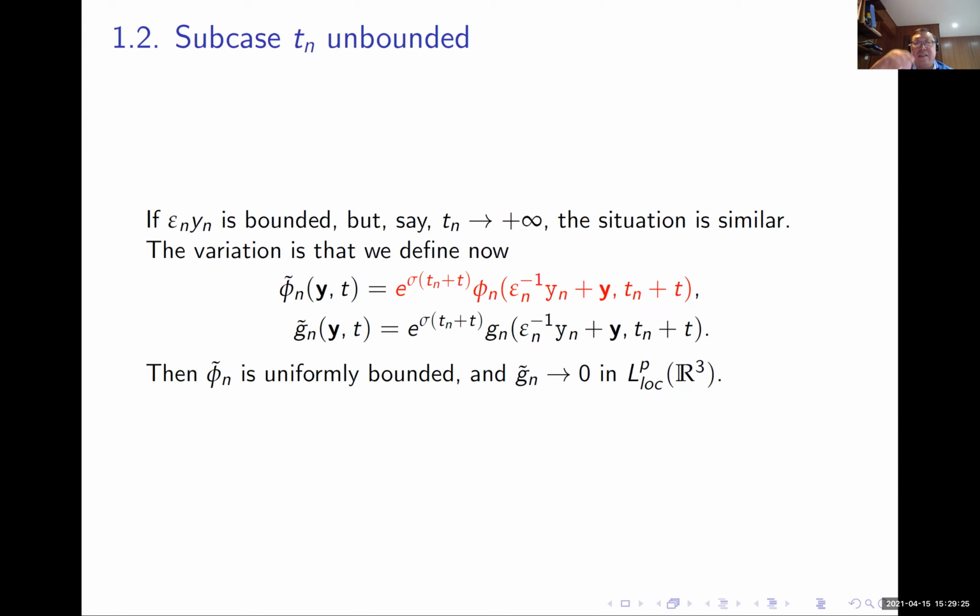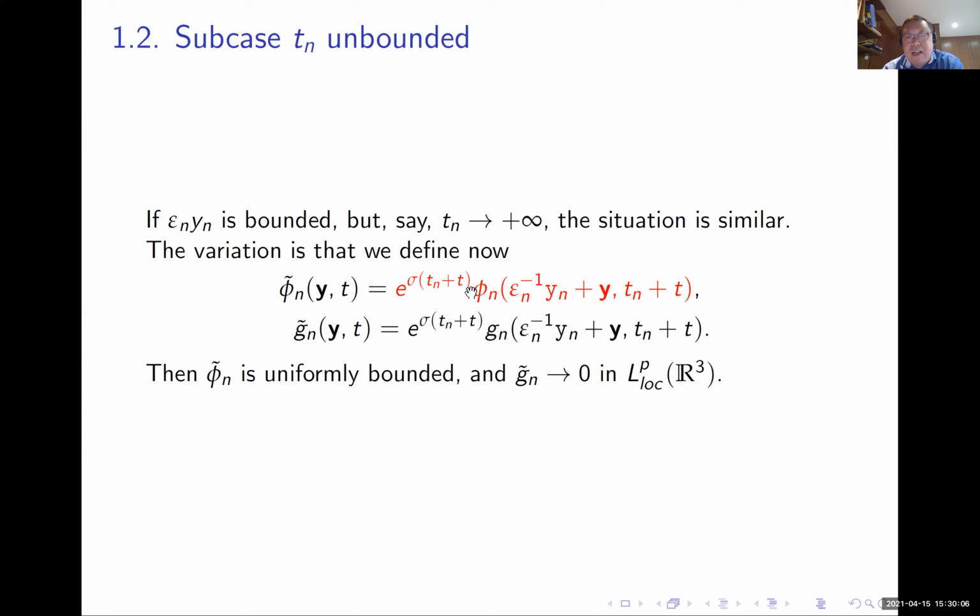Now, in the second subcase, suppose Tn is unbounded. If Tn is unbounded, let's do a scaling around the Yn, and we scale around the Tn. With this scaling, you see that some convection term will come in, because you have Tn plus T, and you multiply your equation by e to the sigma t.